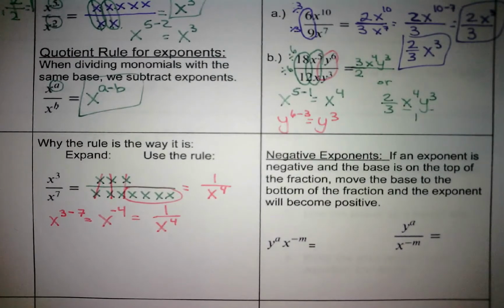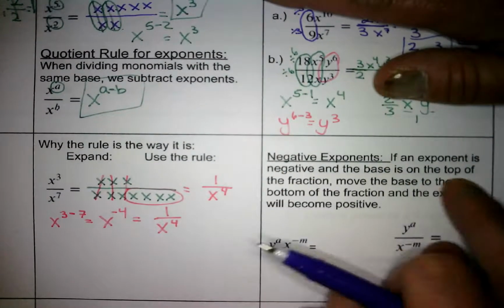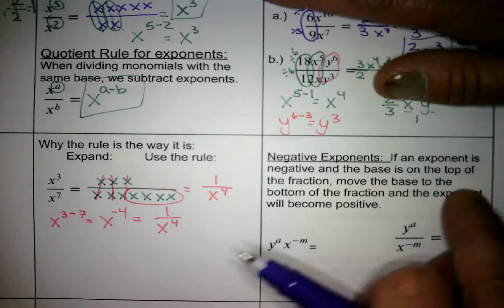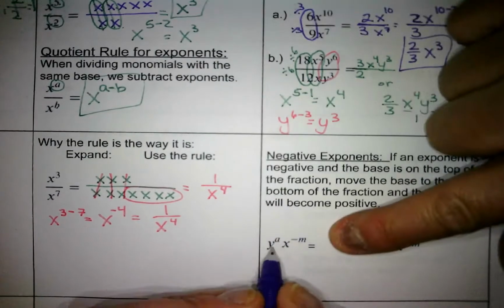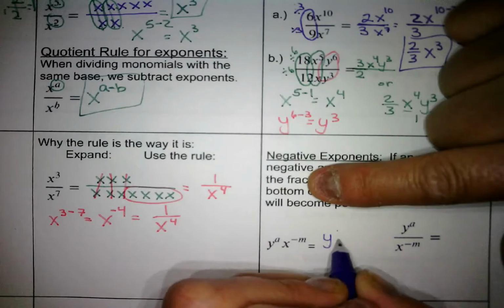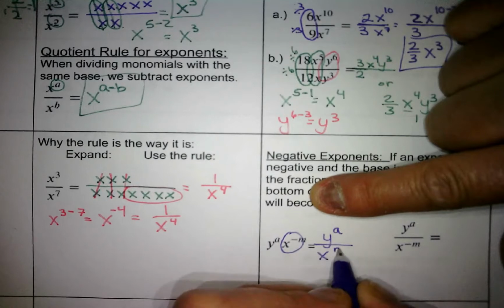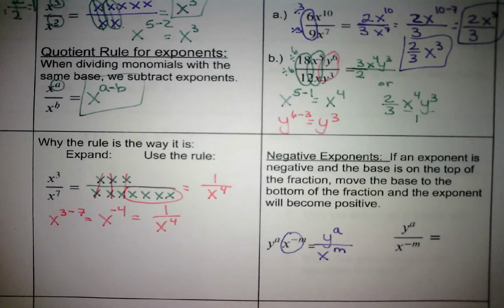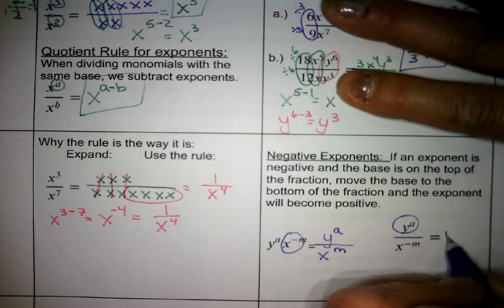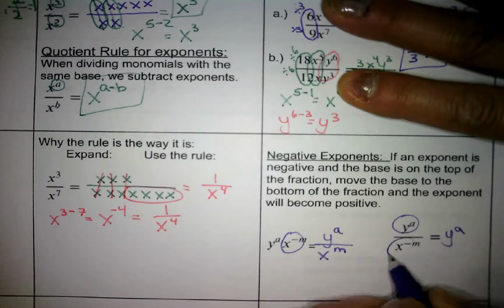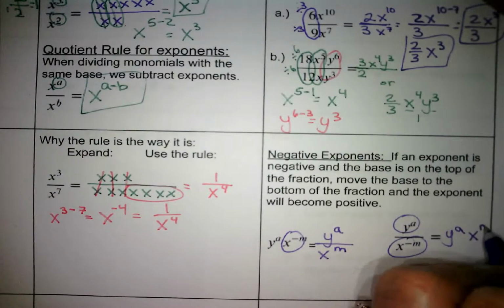So if an exponent is negative and the base is on the top of the fraction, we're going to move the base to the bottom of the fraction and the exponent will become positive. Okay, so here's our rule. So we have a y to the a, so that's positive. We don't have to do anything with that. But this x to the negative m, the entire part, moves to the base and it becomes positive. The same thing for this one. Our y to the a is positive, so we don't have to do anything with it. But this x to the negative n in the denominator has a negative exponent, so it has to move up on top of the fraction.